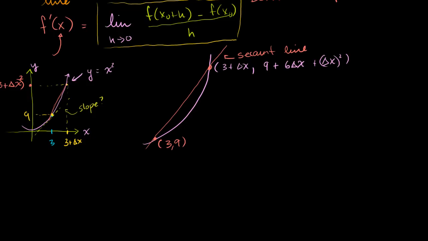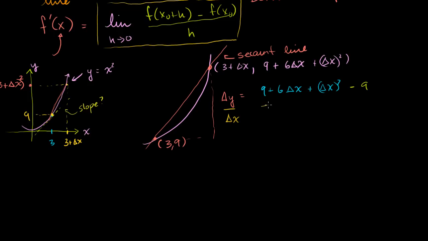So the slope of this line, the slope of the secant line, is going to be the change in y divided by the change in x. So the change in y is just going to be this guy's y value, which is 9 plus 6 delta x plus delta x squared. That's this guy's y value, minus this guy's y value. So minus 9. That's your change in y, and you want to divide that by your change in x.